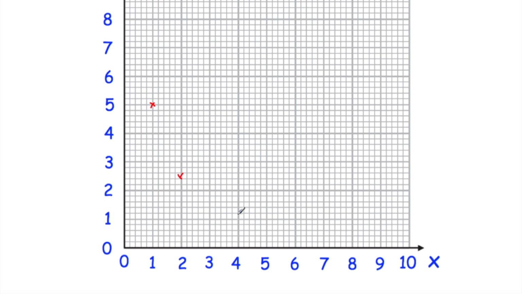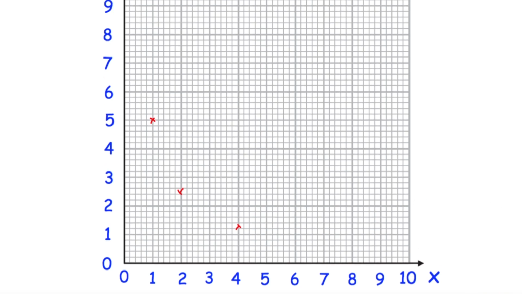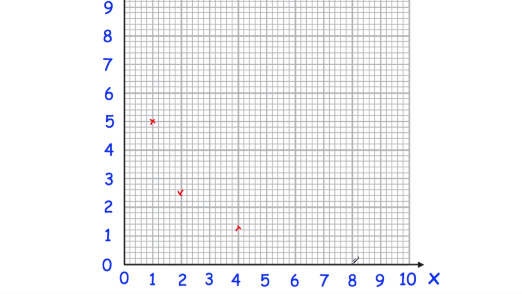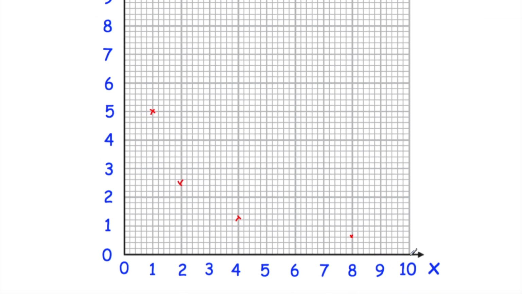Now we're going up in 0.2s here, so 1.2 would be there. 0.05 would be just above there, so there. Then next was 8 and 0.625. So 8 and 0.625, so 0.2, 0.4, 0.6, 0.625 would be just above there. And then finally 10 was equal to 0.5, so that's in the middle there between 0 and 1.